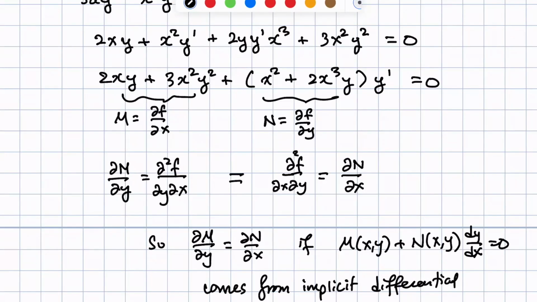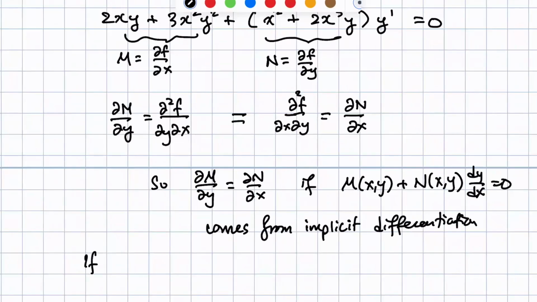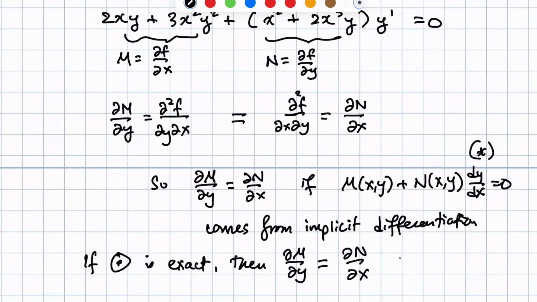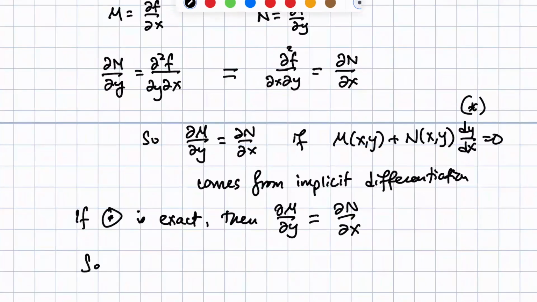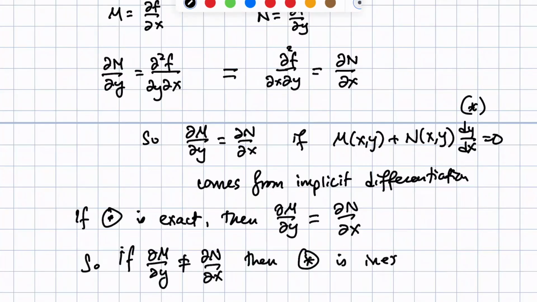In other words, if this equation star is exact, then dm dy has to equal dn dx. So taking the contrapositive, if dm dy is not equal to dn dx, then immediately star is inexact, and you can't solve it this way. And you cannot solve it by integrating.